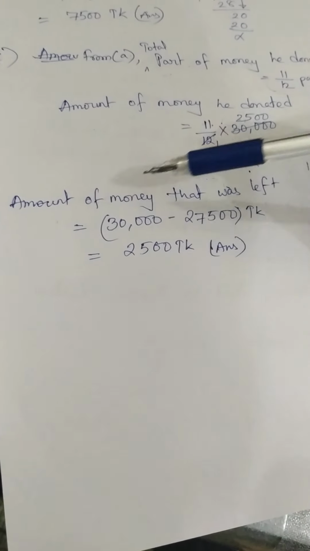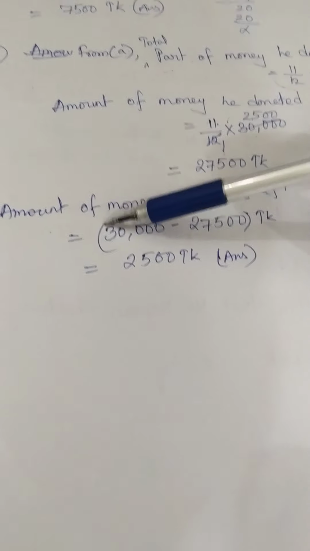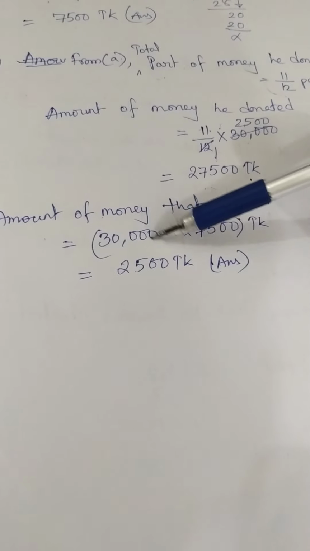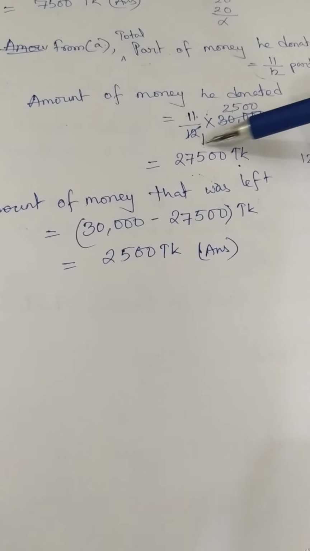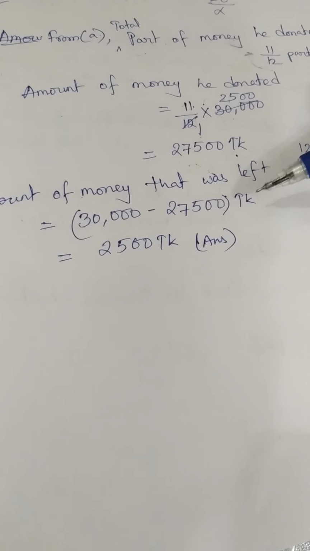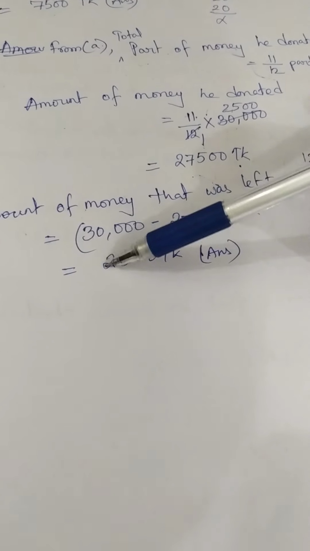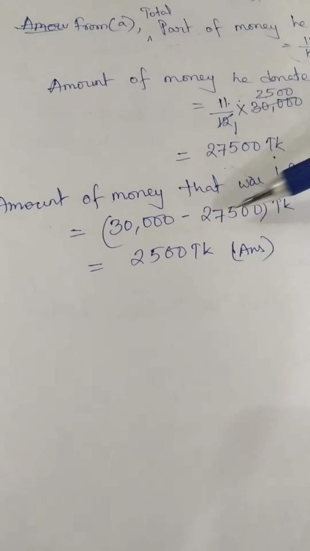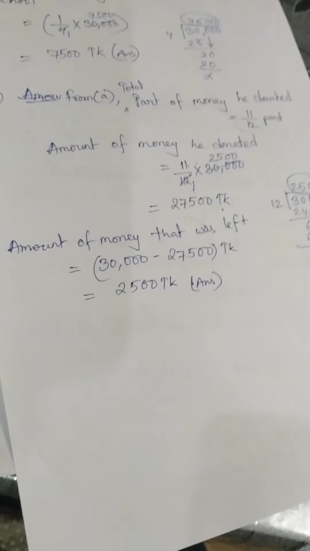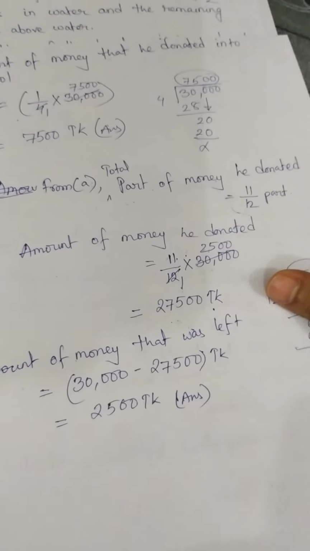So finally, amount of money that was left equals total amount that he had in the beginning, that is 30,000, minus the total amount that he donated, 27,500. So once you subtract, you get the amount that was left with him. Okay, alright, so it's very easy. So next we will try to move on to another question.